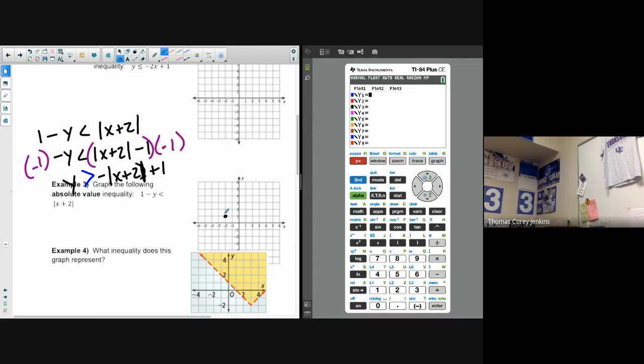And then a normal absolute value would go like this and this, right? But then the -1 is going to flip it upside down. So then I'm going to go kind of this way with a -1 slope on this side and a +1 slope on the other side. All right, in this case, my boundary line is also going to be dotted.